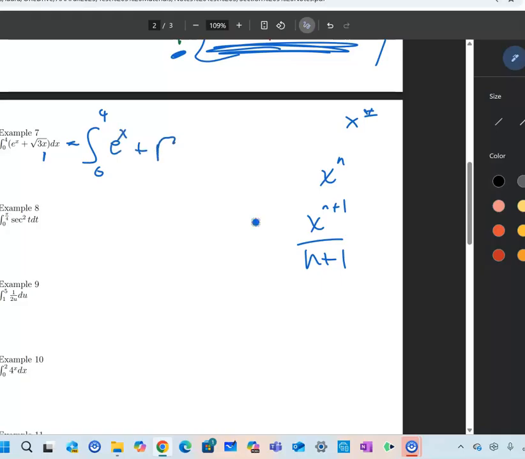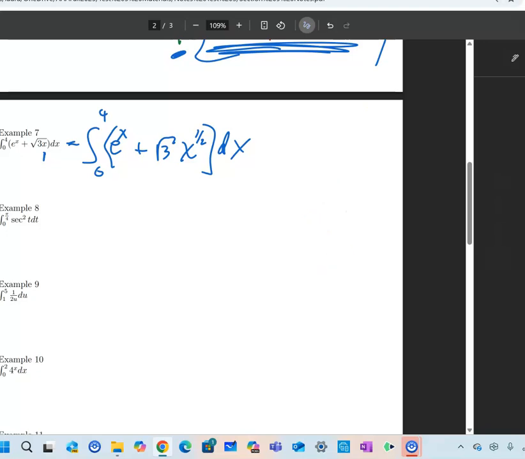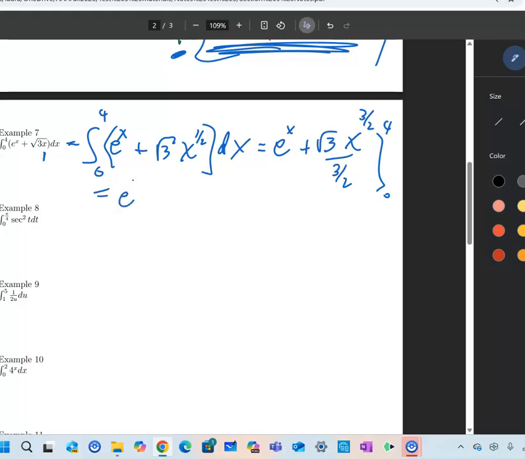So I'm going to have plus root 3, and then I'm going to rewrite it even as x to the 1/2, so that in the next step, I can increase its exponent, right? Add 1. Integral increase exponents. So let's see, this will give us e to the x, antiderivative of e to the x is e to the x. Carry the root 3 along, and then I would get x to the 3/2 over 3/2, and I'll just go slow, 0 to 4, and then I'm going to rewrite that, e to the x, and then plus 2 over 3 root 3 x to the 3/2.